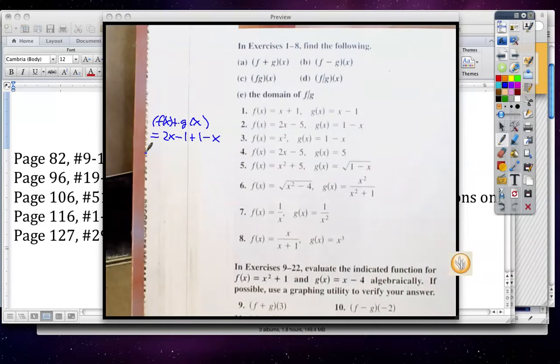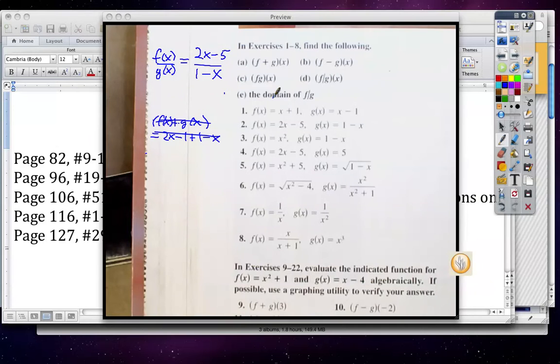So let's do the other. Let's stop that. Let's do D. It's still a good problem for that. F of x divided by g of x is 2x minus 5 over 1 minus x. Okay, so you did, that's the D part. Nothing you can do to simplify.